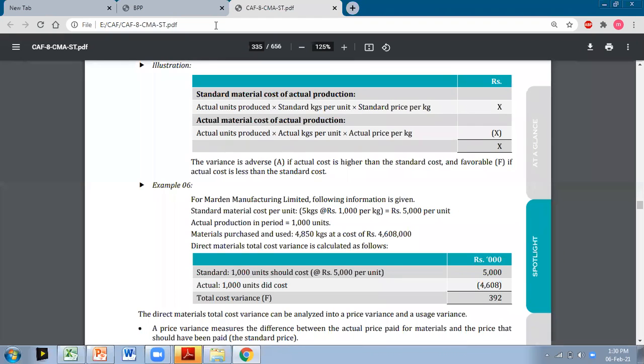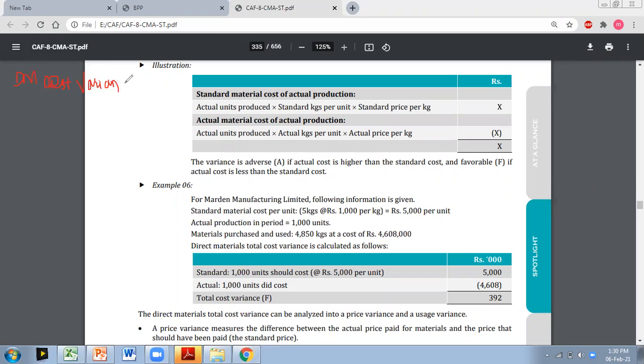Okay, so what we have to calculate is direct material cost variance, right? Now I have told you that to calculate direct material cost variance, you have two approaches. You add material price variance plus material usage variance, right? Or the other one is standard cost into standard quantity minus actual cost into actual quantity, right?